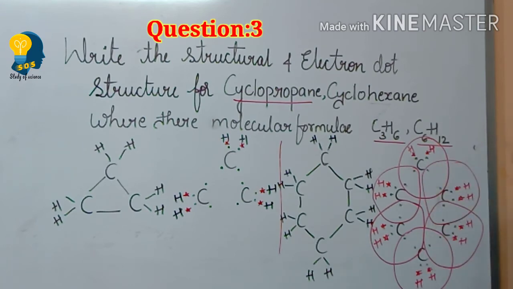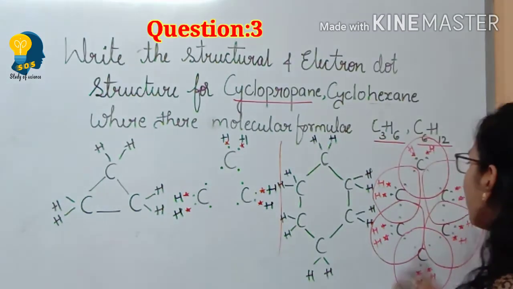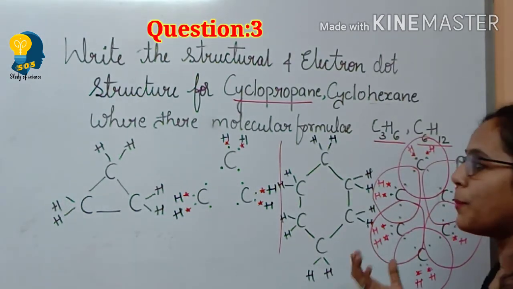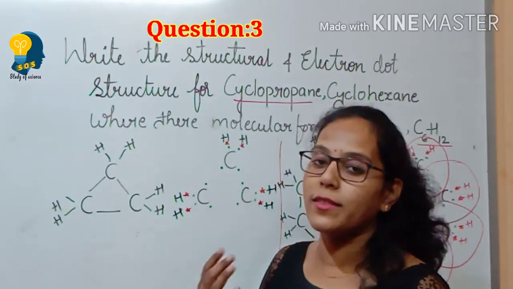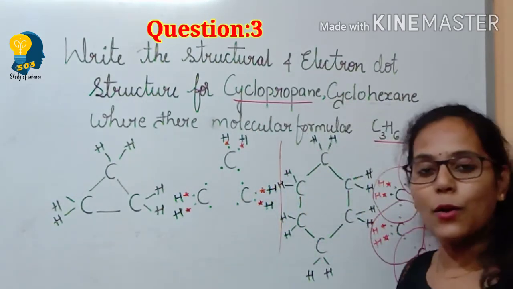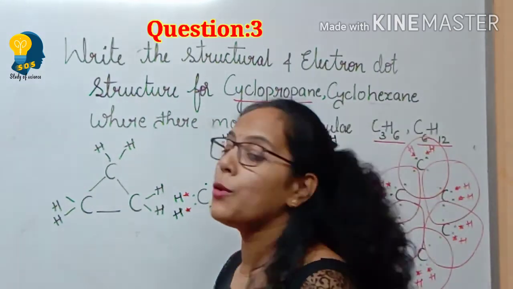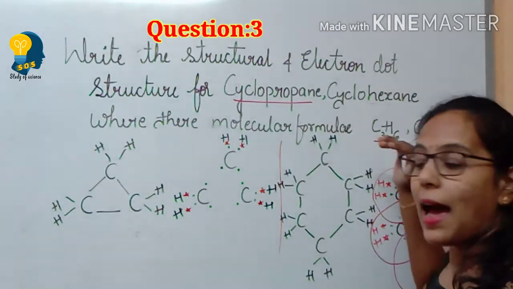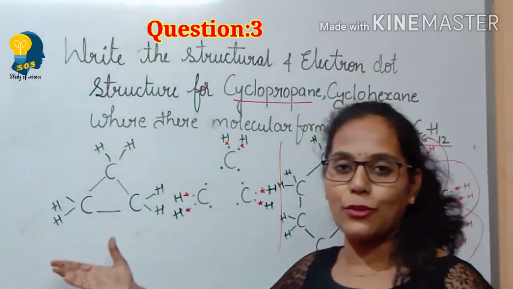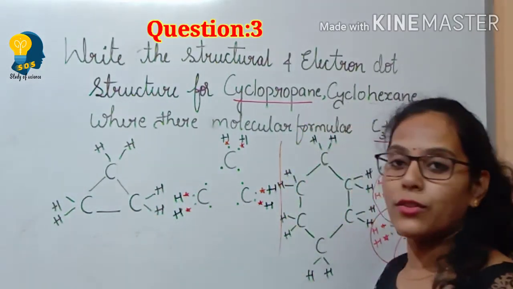If you just write yourself, it is easy to understand, children. Just write the structures for the particular compounds. Okay, it will be easy for you to understand the electron dot structures for that particular compound. I hope you have understood the structures of cyclopropane and cyclohexane. That is, we have learned the structural formula and the electron dot structure formula.